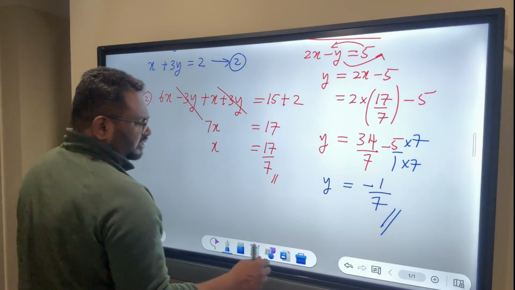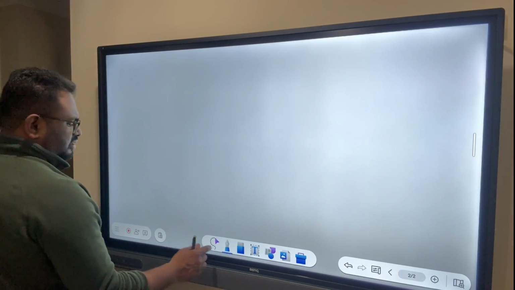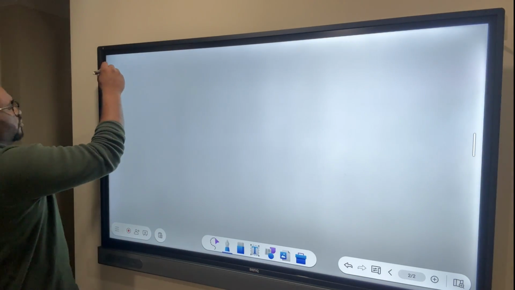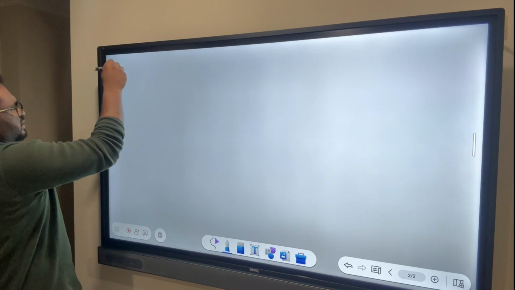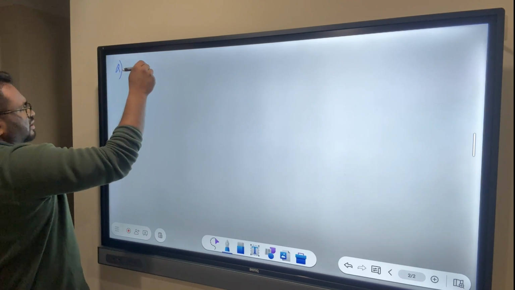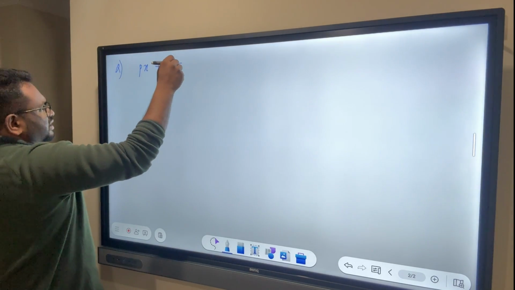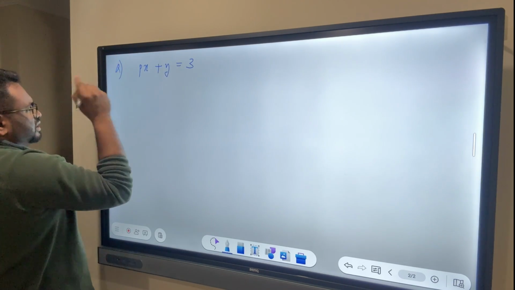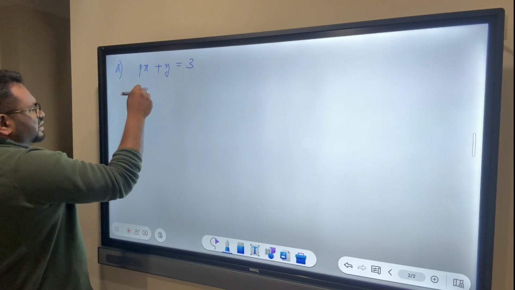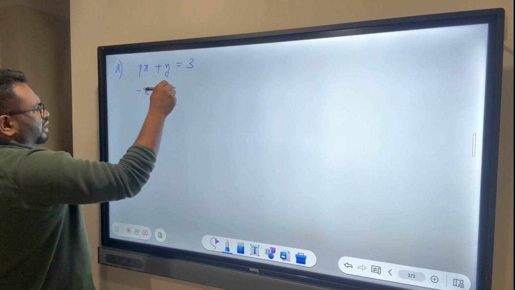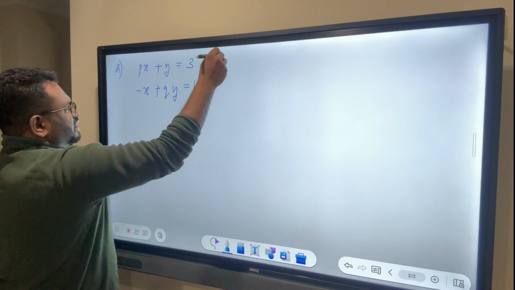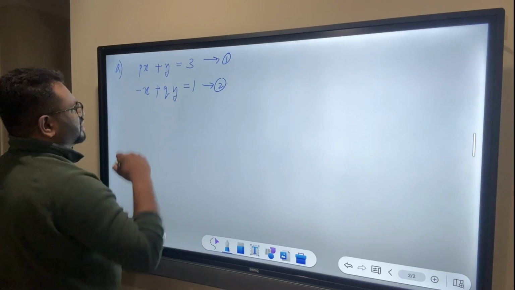Now let's look at this question. Now you don't have numbers, but letters. For example, px plus y is equal to 3. Now p is a constant here, and then minus x plus qy is equal to 1. So we will see how to do this kind of question.